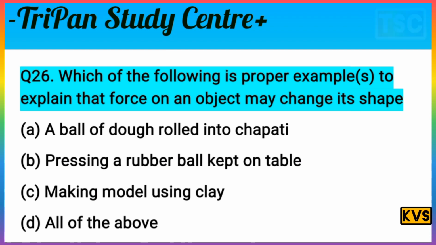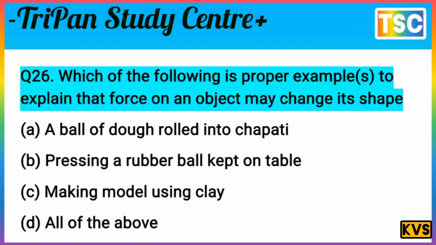B. Pressing a rubber ball kept on the table. A rubber ball is round, but when you press it, its shape changes. So option B is also correct. C. Making a model of clay. Clay has no fixed shape, and you give it a shape, which means a change of shape. Option C is also correct. So option D is correct: all of these are examples of change of shape. Let's see the next question.